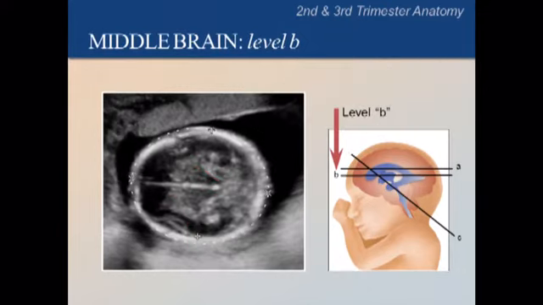This is the same transverse image of the fetal head at level B. There's another very important structure to identify, the strong white line in the middle called the falx. You can also see the falx at other levels. This structure is important to recognize because it will help to show where to make the proper measurement for determining gestational age.